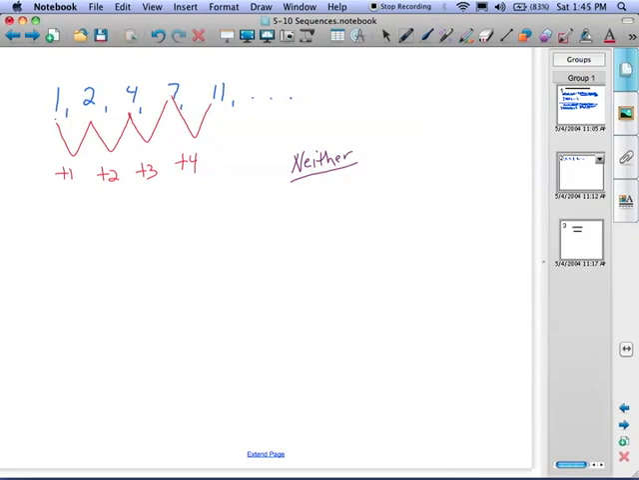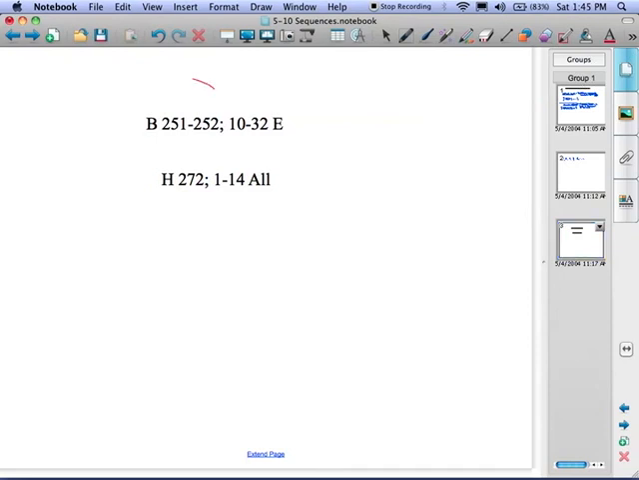This is neither an arithmetic nor a geometric sequence. However, it is a sequence and it has a specific pattern that it follows. So we have arithmetic, geometric, and neither sequences. Your homework is on page 251, 252, 10 to 32, the evens.